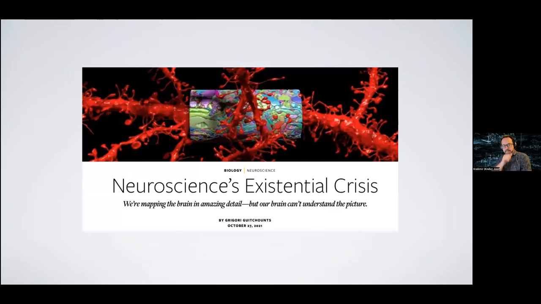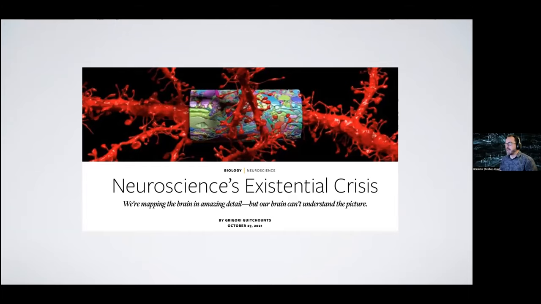You frequently find papers of this type, saying neuroscience is in an existential crisis, we're generating data, and it's actually not a bad article to read, it's a popular article. It applies not just to neuroscience, I think it applies to biology in general. We're generating data at such a rate that the argument is we really don't know what to do with it anymore, right? And so the methods for analysis are really lagging behind the data that we're generating. This is the existential crisis right here.